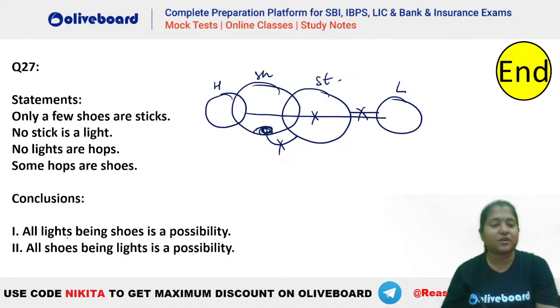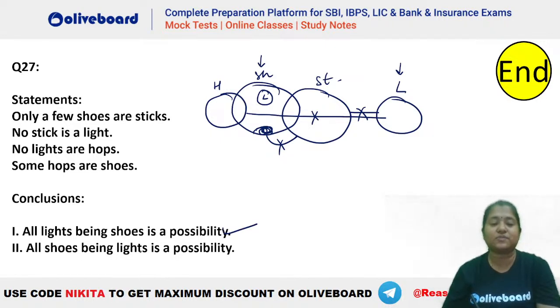Okay. First one, all lights being shoes is a possibility. Can all light go inside your shoe? You can say yes, that is a possibility. We could have taken your light completely inside shoe. We could have drawn your light like this, isn't it? Because light has a negative information with respect to hop and this stick here. It does not have a negative information with respect to shoes. So yes, this is a possibility.